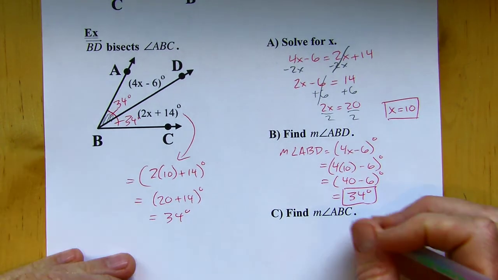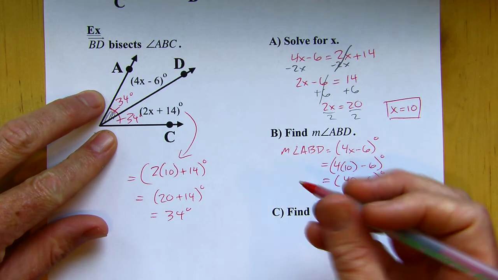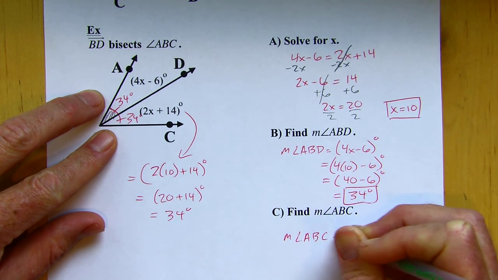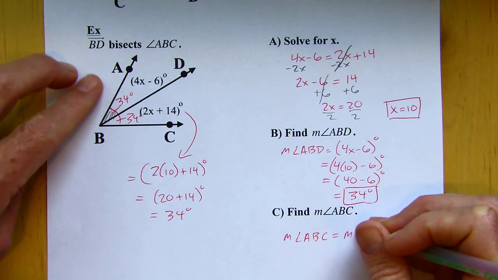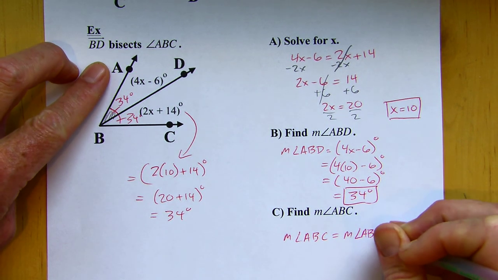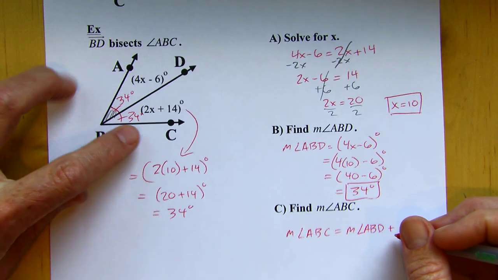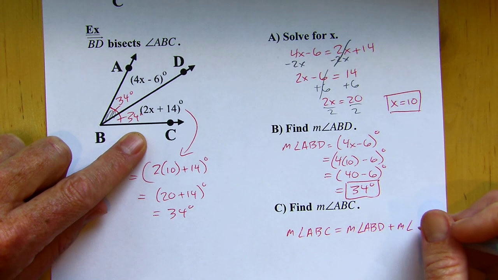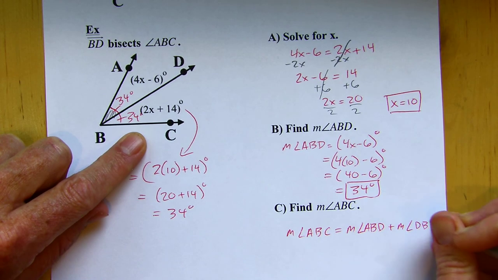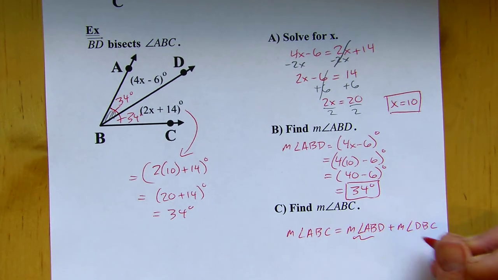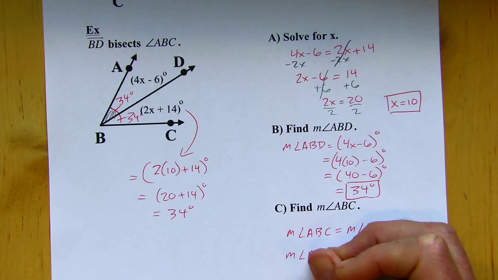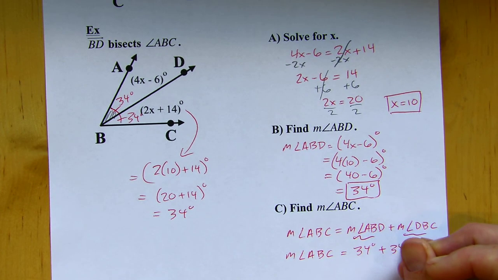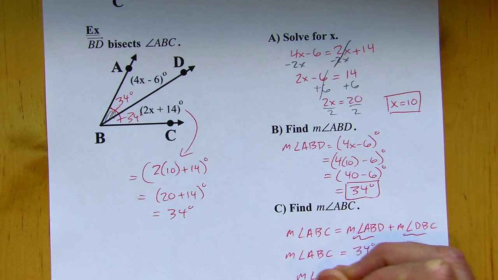So now for angle ABC, I can use the angle addition postulate to say the measure of angle ABC should be equal to the measure of angle ABD, the top angle, added to the bottom one, which I'll call DBC. Okay, and I know the measure of both of these, so now I can just substitute those in. They're both 34 degrees. So then that's going to come out to 68 degrees.